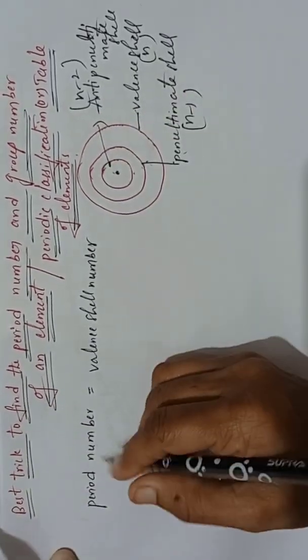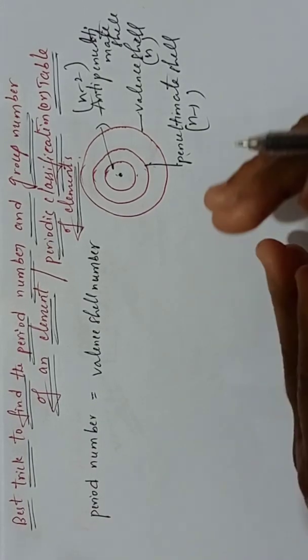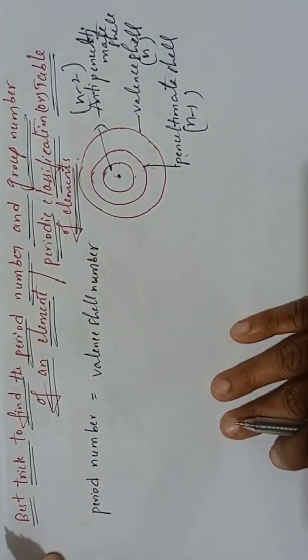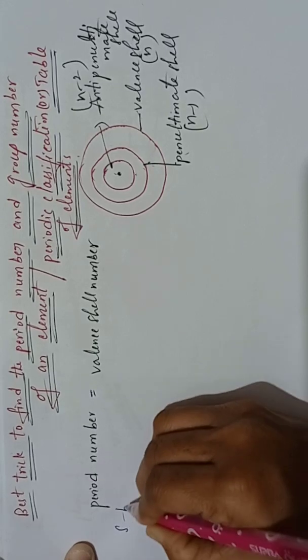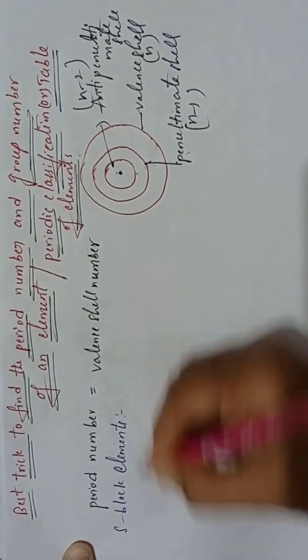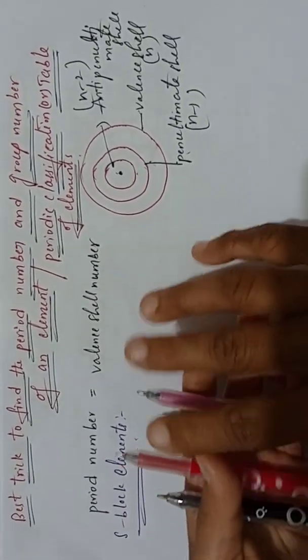Okay, what is the group number? Group number calculation is different for S block elements, different for P block, D block and F block. First of all I am going to discuss S block elements: how to find the period number and group number of S block elements.